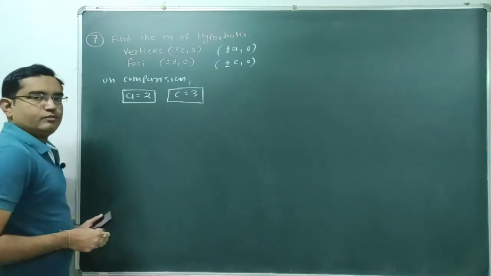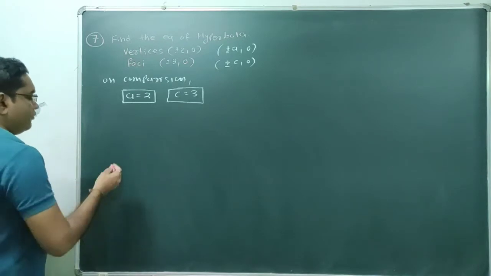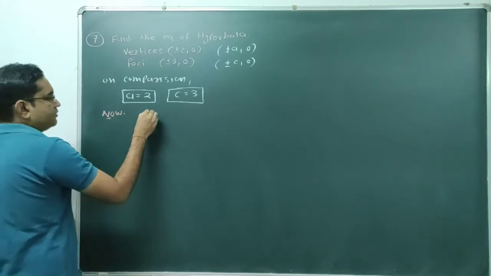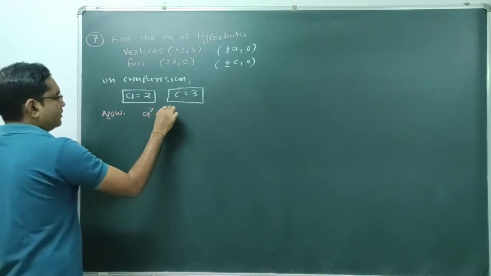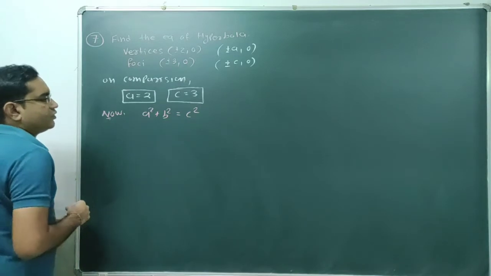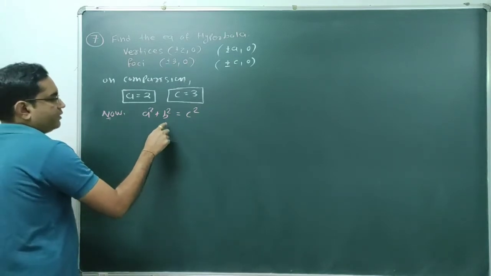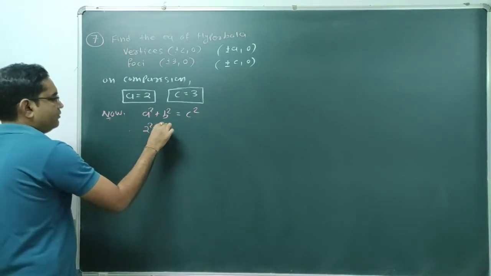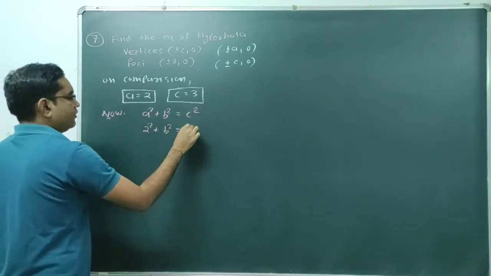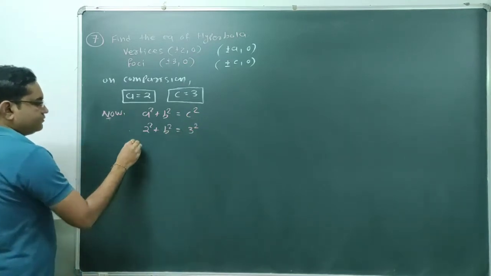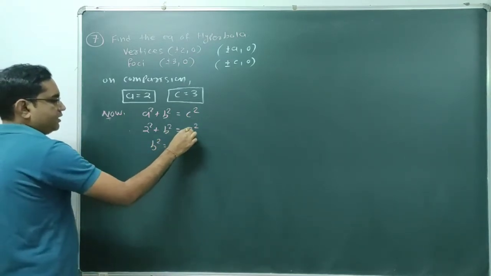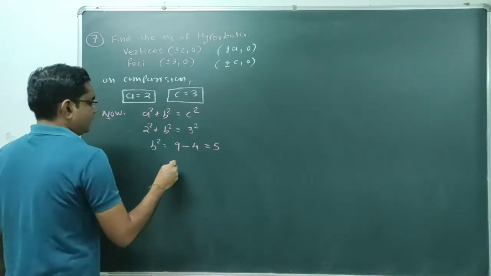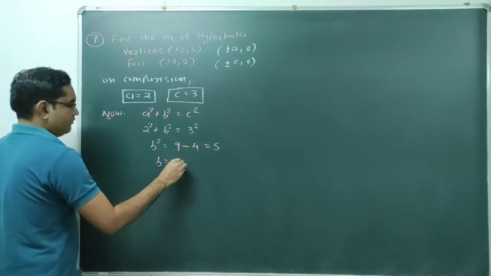Now we require the value of b. For that we have the same formula: a square plus b square equal to c square in case of a hyperbola. Here we require b square. So a square is 2 square, 2 square plus b square equal to c square, which is 3 square. So our b square will be 9 minus 4, that is equal to 5, and the value of b is root 5.